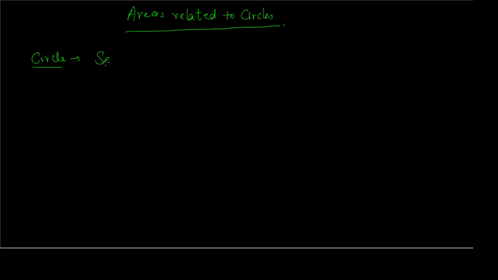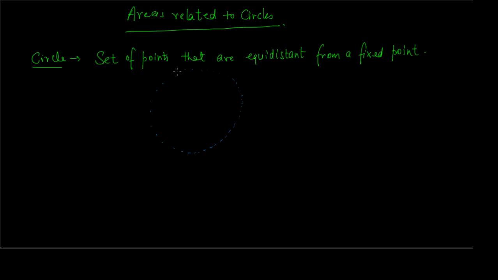It is basically a set of points that are equidistant from a fixed point. So basically, a set of points that are equidistant from a fixed point, they are called a circle. They formulate a circle, right? So for example, I have many points going around one fixed point, suppose this one, O. And they are all equidistant from that fixed point, O.